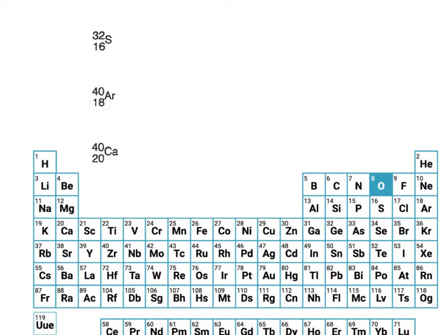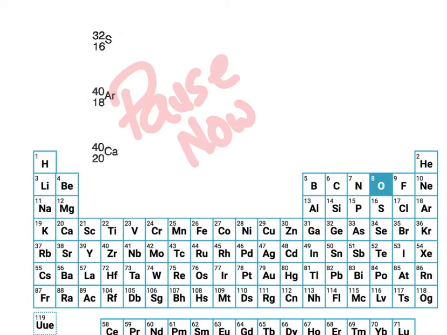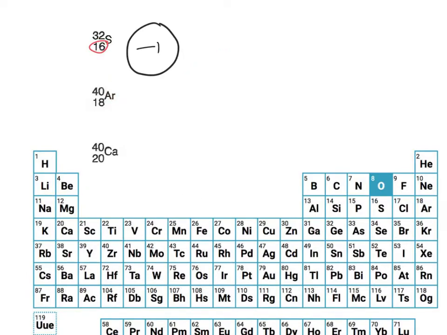Okay, you should try sulfur 32. Pause the video for a moment. You should have gotten 16 protons, 32 minus 16, so 16 neutrons. We should see that it is in the third row, third period, so we should get 3 shells.